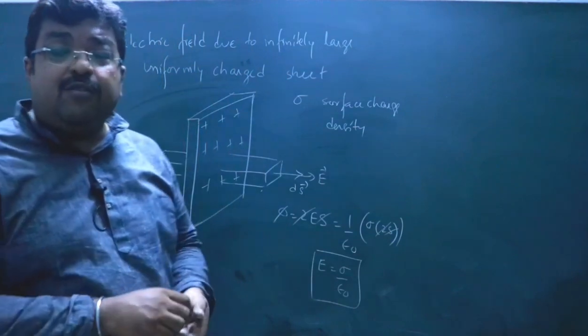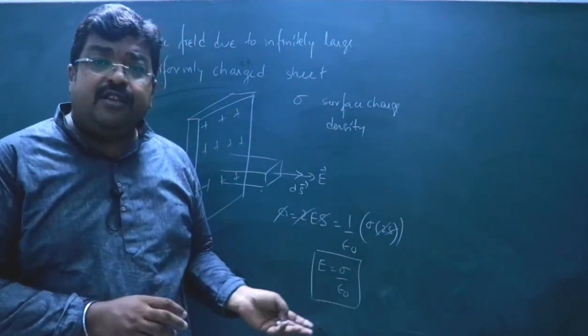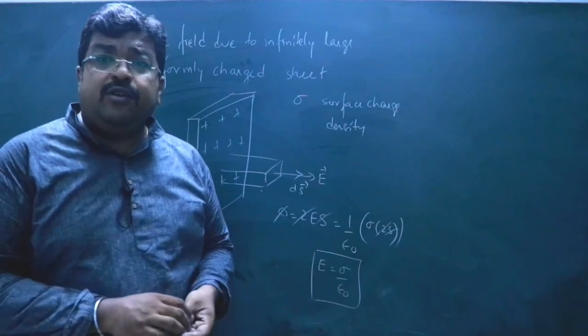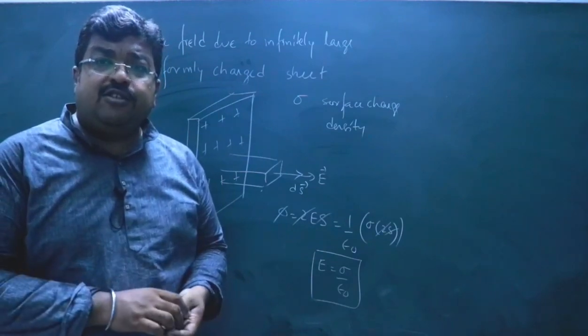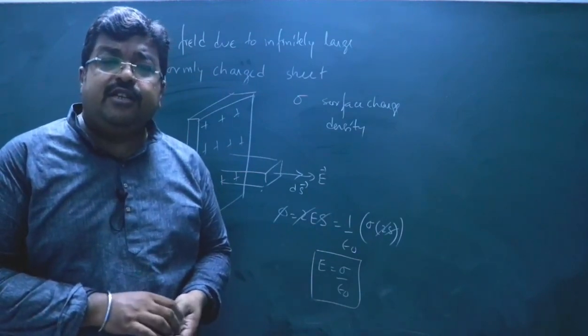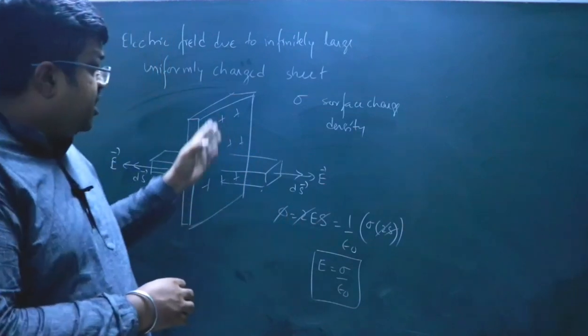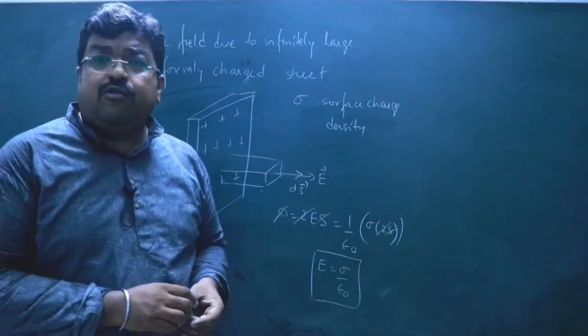So this is twice the previous value, but again we can see that the electric field intensity is a constant quantity. So near a uniformly charged thick sheet, again the electric field intensity will be normal, and if the sheet has positive charges, it will be normal in the outward direction.